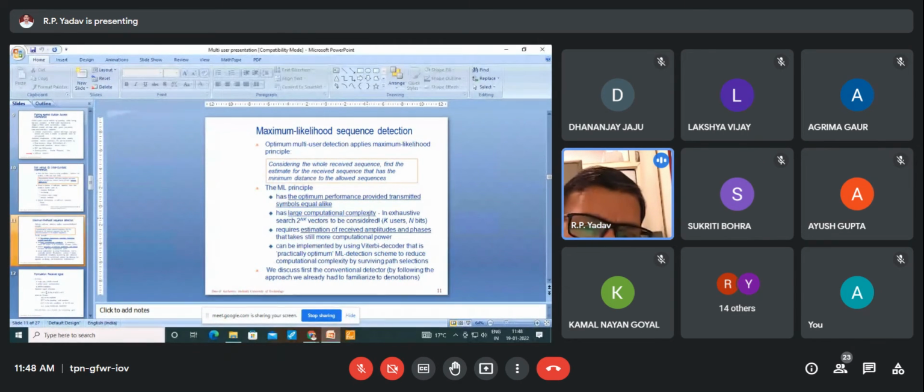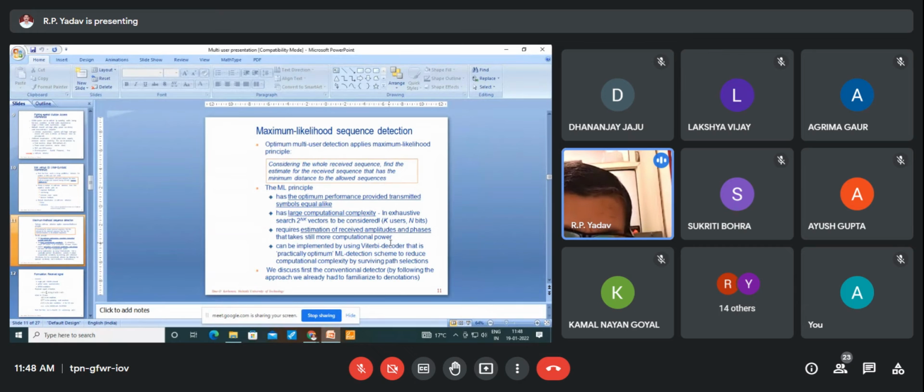It has large computational complexity in an exhaustive search, with 2^(nk) vectors to be considered. So k users, n bits: this many searches you will have to make, so it's very exhaustive, and there will obviously be delays. It also requires estimation of received amplitude and phases, which takes still more computational power, because in all these detection systems you have to estimate and then reach the conclusion about what has probably been transmitted.